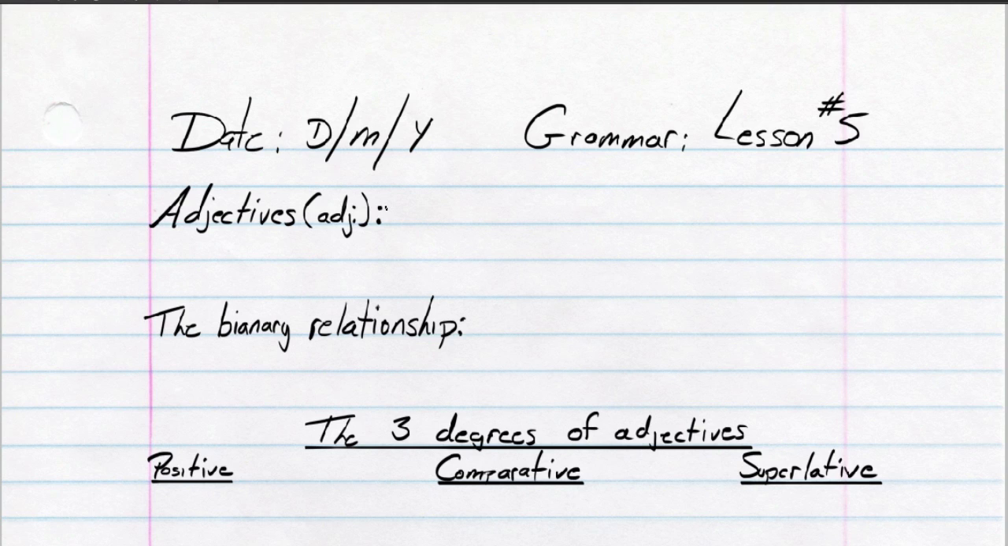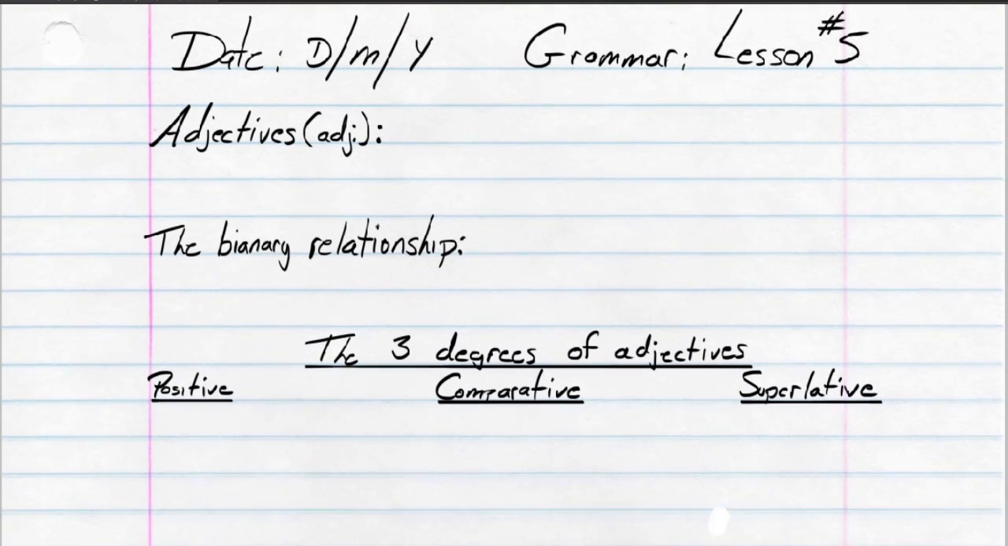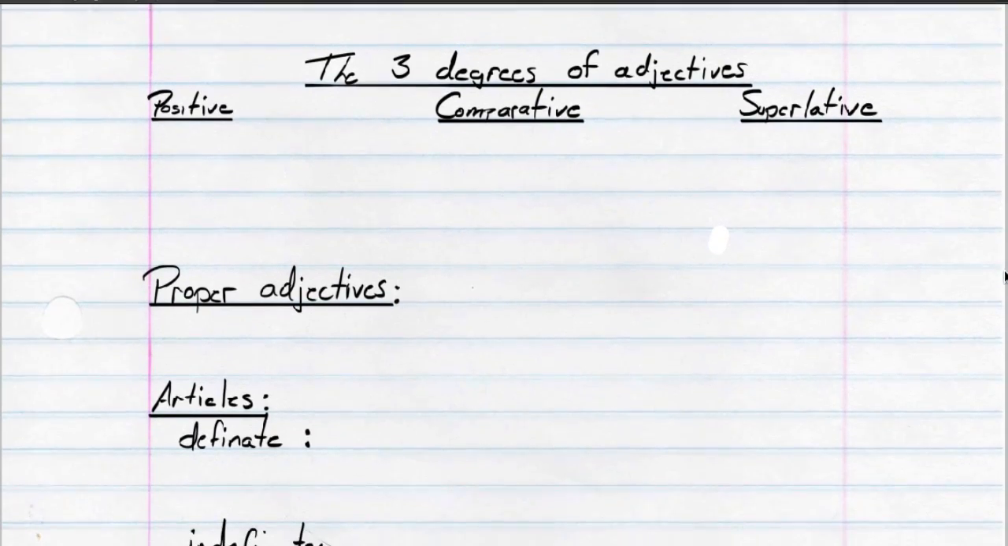And on that third line, make a new heading in the center of your page. Put down the words, the 3 degrees of adjectives. The 3 degrees of adjectives. Let's set that heading off from the rest of the content. So go ahead and underline the 3 degrees of adjectives. I'm going to move my notes to the top of the page, leaving the last note there.